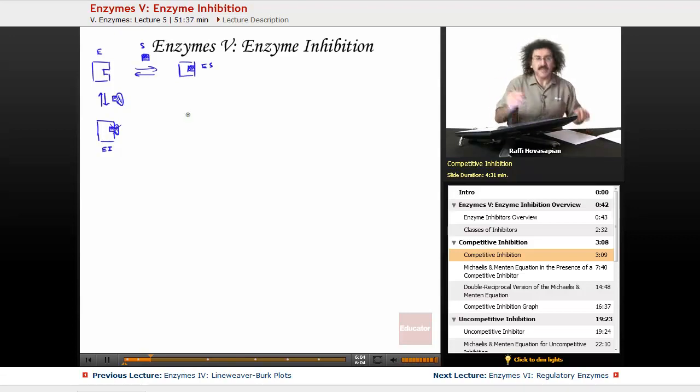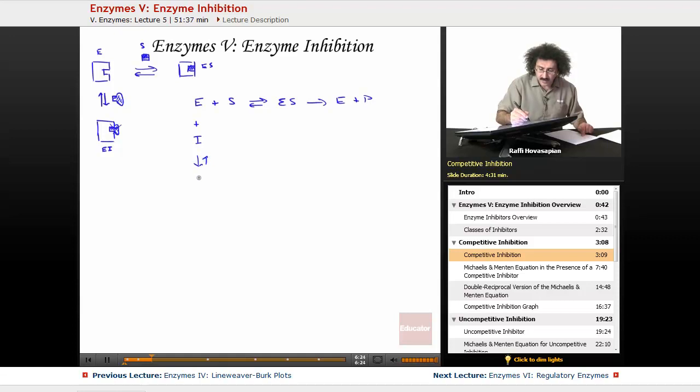In terms of the E's and S's that we were talking about before, it looks something like this. You have the enzyme plus you have the substrate. They can form something called the enzyme substrate complex that can go on to form enzyme plus product. Now the enzyme, instead of binding to the substrate, can also bind to the inhibitor, forming the enzyme inhibitor complex. So this is what it looks like in terms of E's and S's and things like that.